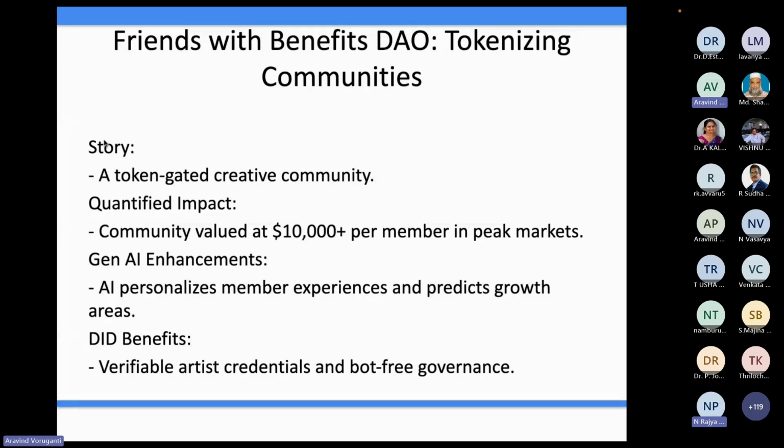Then the community was valued at $10,000 per member in peak market. So that means once you are part of the DAO and people start selling and buying the artwork, the value gets distributed proportionally based on your contributions. And at some point of time, in this Friends with Benefits DAO, per each member, the value of their token holdings is $10,000, right? So don't think that in future also people will be just doing jobs for their lifetimes.